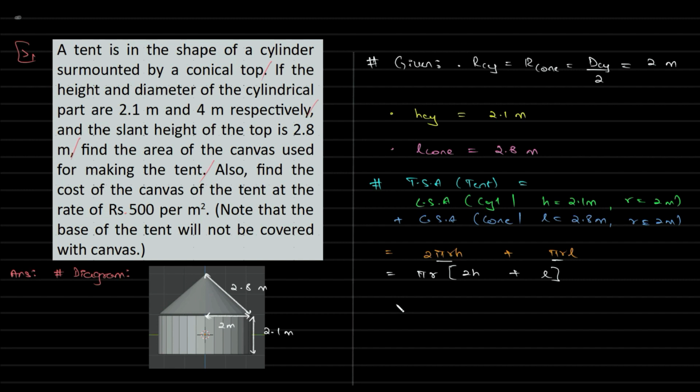So we have 22 by 7 into radius is 2 into 2 into height is 2.1 and slant height is 2.8. So this is 22 by 7 into 2 into 4.2 plus 2.8. 3 plus 4 is 7. 7 gets cancelled. Super, right? I mean, it's so nice to cancel things like that. This is 44 meter square.